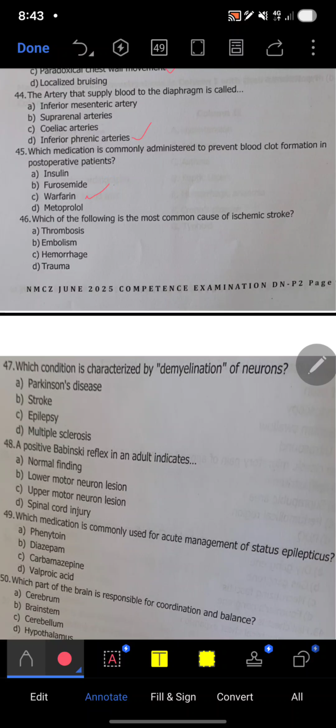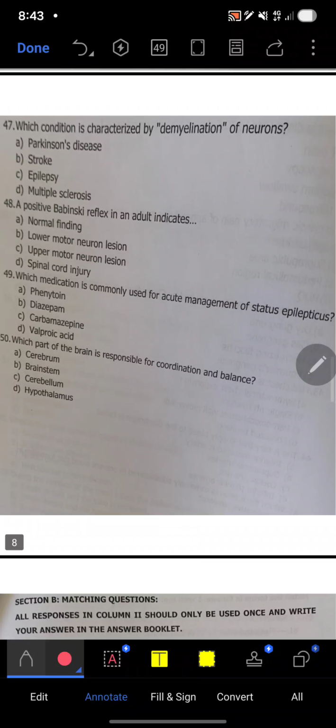46. Which of the following is the most common cause of ischemic stroke? The correct answer, of course, is A, which is thrombosis.